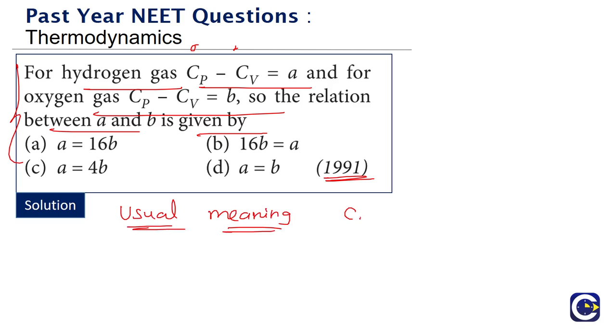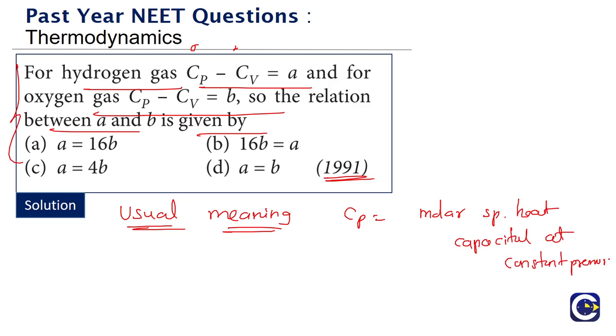Usual meaning means what? Cp is what? Molar specific heat capacity at constant pressure. Correct. Cv is what? Same thing. Molar specific heat capacity at constant volume.